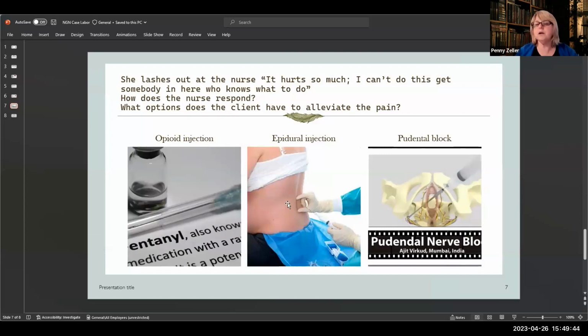At this point, she's progressing. We've been doing non-pharmacological management: walking around, massages, warm showers, using the ball, all kinds of things we can do to help her manage her pain without medication. But now she's angry. She's getting really frustrated and she lashes out at you. She said, it hurts so much. I can't do this. Get somebody in here who knows what to do. So that's kind of offensive to a nurse. So how should you respond?